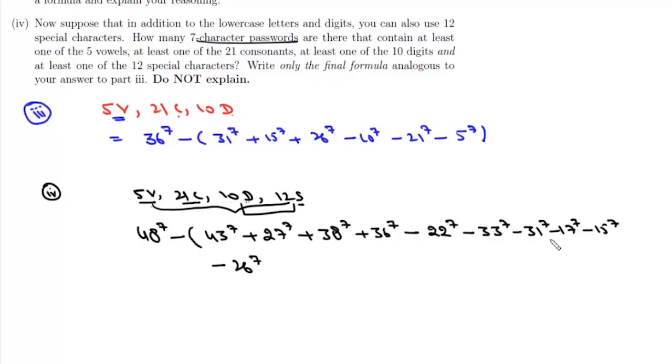Now once we have the summation of NA minus the summation of A intersection B, we'll have to add N A intersection B intersection C. So it will be plus, now if 3 of them are missing, so if these three are missing, then we'll have 5 to the power 7. If we just have consonants, then it will be 21 to the power 7. Only digits, there will be 10 to the power 7, and only special characters, there will be 12 to the power 7. And this is the answer to this question.